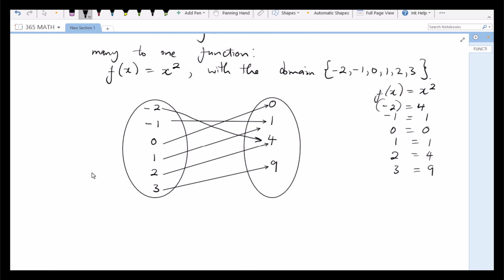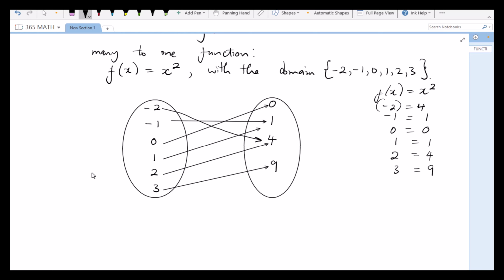So this is an example of a many-to-one. You can see that we have many values right here. We have -2 and 2. They give us the same value of 4. So that's a many-to-one function. Again, we have -1 and 1 from the domain. They give us the same range value, which is 1. So this is an example of a many-to-one function.